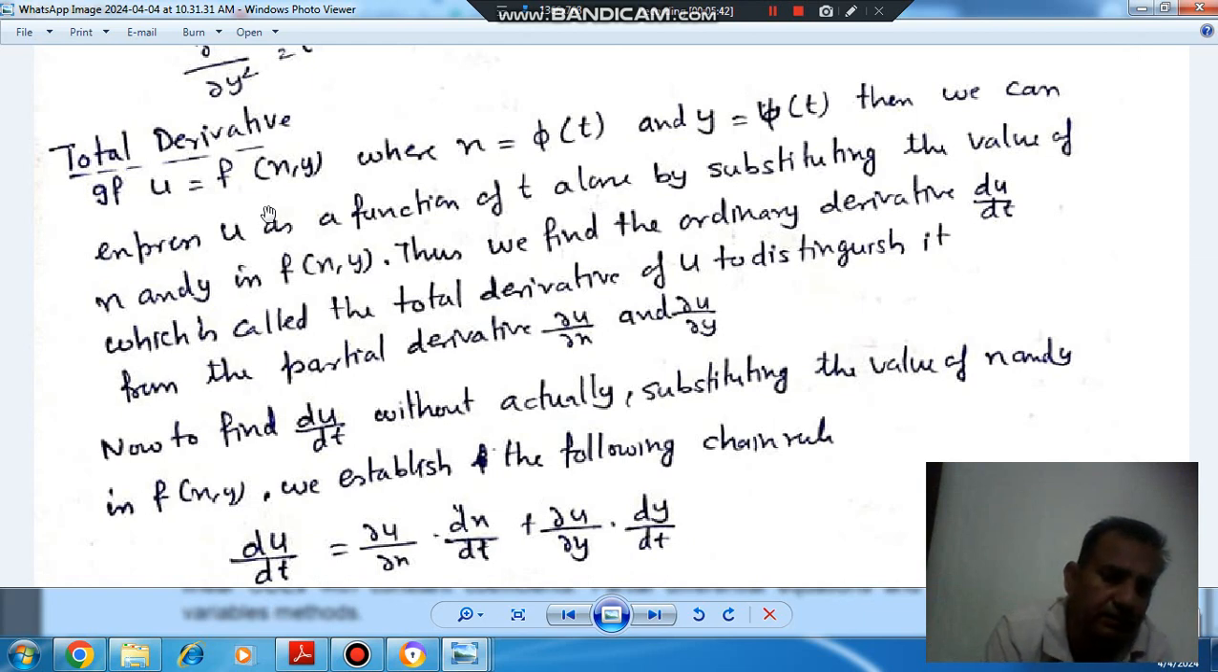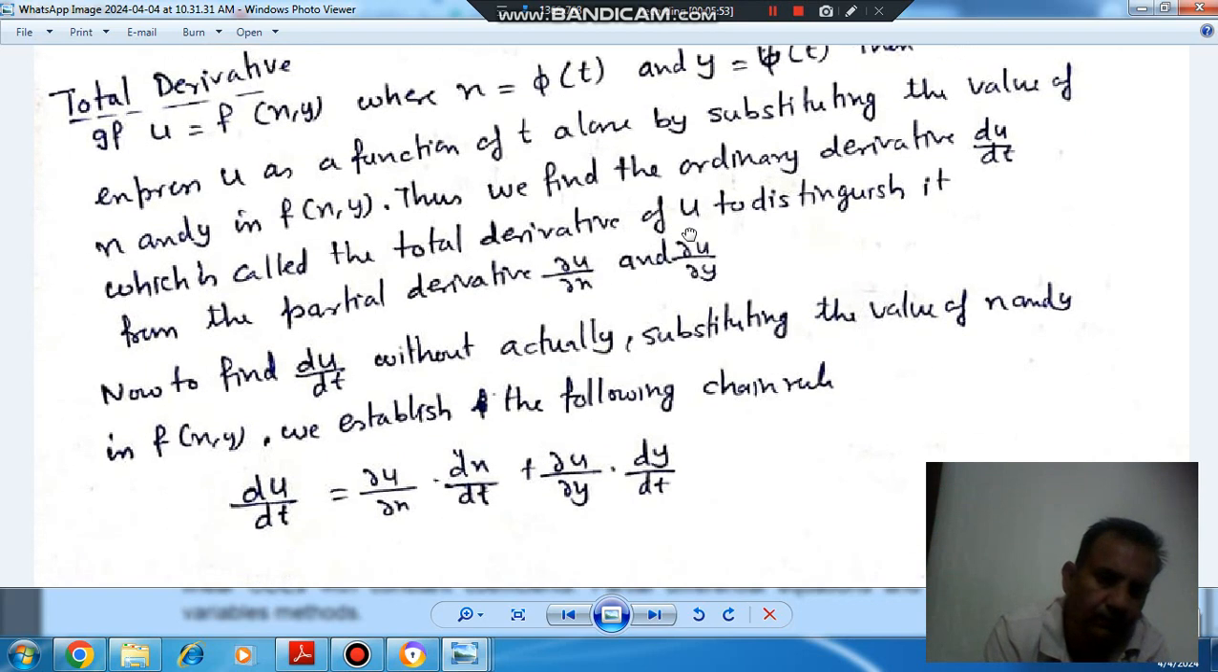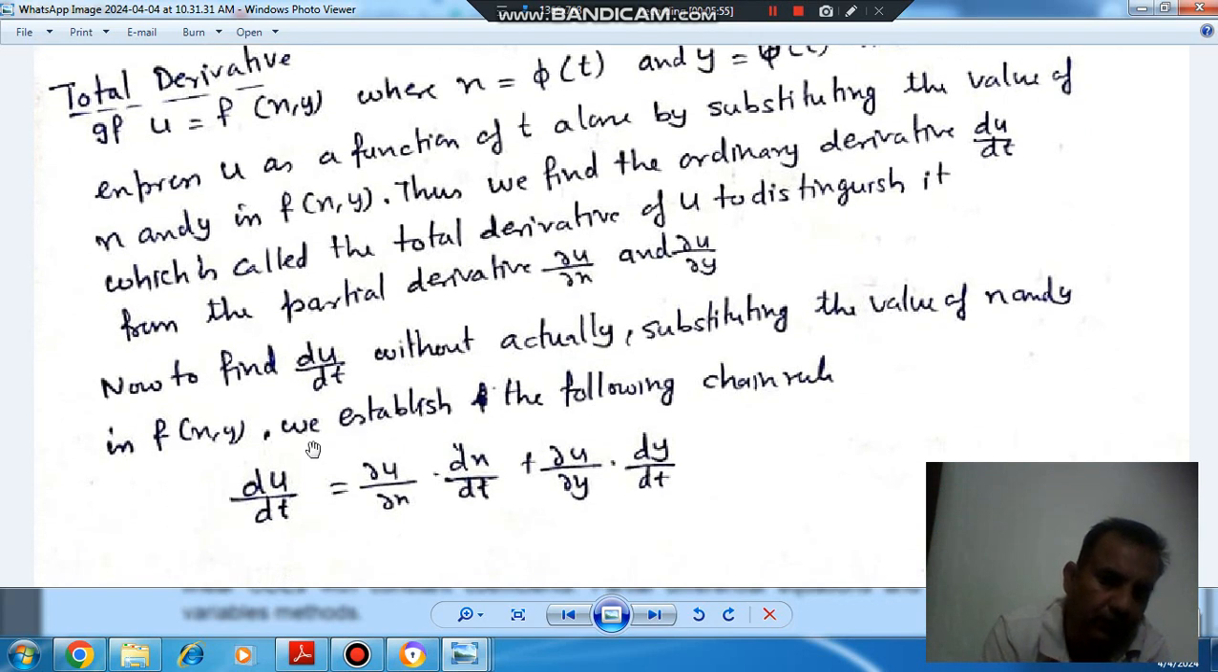Now total derivative is a simple derivative. Suppose we have u, which is a function of x and y, and further x is a function of t and y is also a function of t. Now we want to find the simple derivative, not the partial derivative, du by dt. Then this is the chain rule. u is a function of x and y.